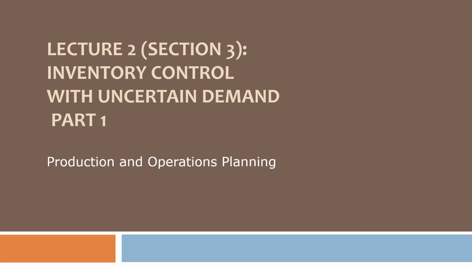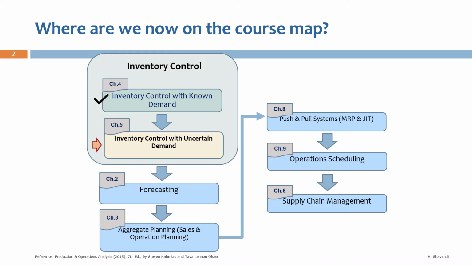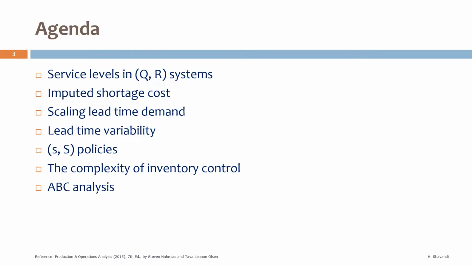Hi everyone, let's start section 3 of lecture 2, or chapter 5 of our textbook. As I said, we are still in chapter 5, inventory control with uncertain demand. So we are going to cover the remaining uncertain models of inventory control in chapter 5 in this section, section 3, the last section of lecture 2.